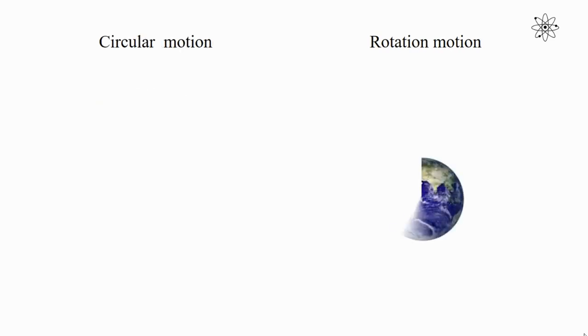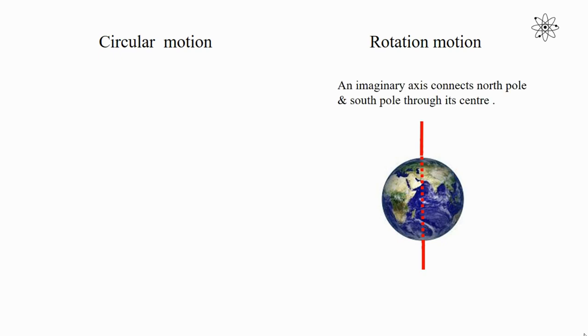We know, students, in the spinning motion the earth rotates about an imaginary axis which connects the North Pole and South Pole through its center. This imaginary axis is known as the axis of rotation. So in the rotational motion of the earth, you can see the axis of rotation is part of the earth. In other words, I can say that the axis of rotation lies inside the body, that is the earth.